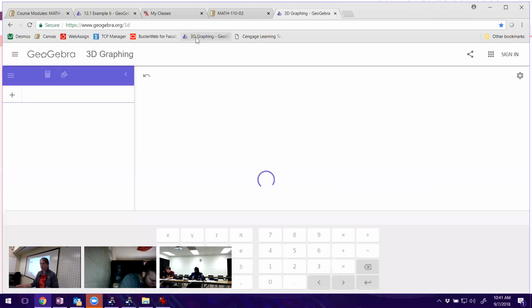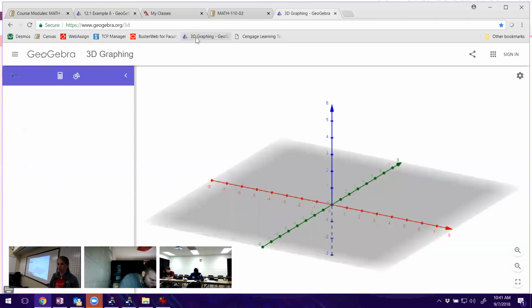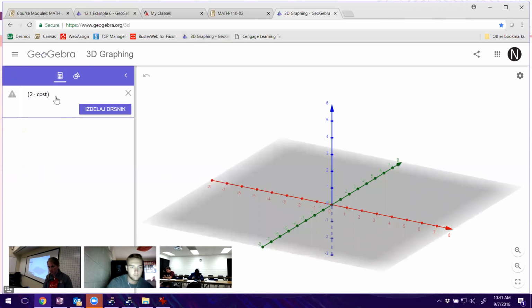And if you do use this GeoGebra app for yourself, to do a parametric equation, you just do parentheses and then each of your 3 components. So it's fairly easy. Just type it in there. All right, so we have 2 times cosine t.